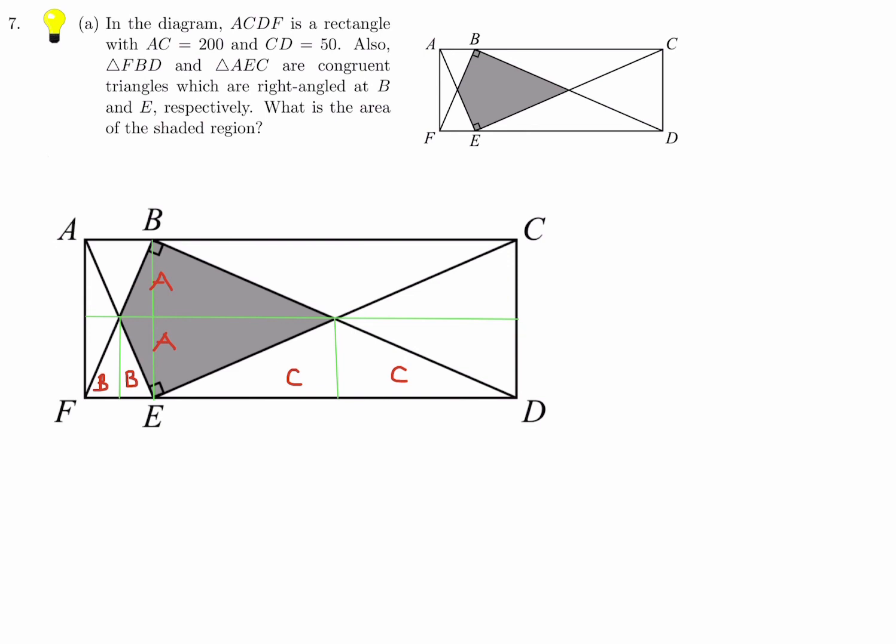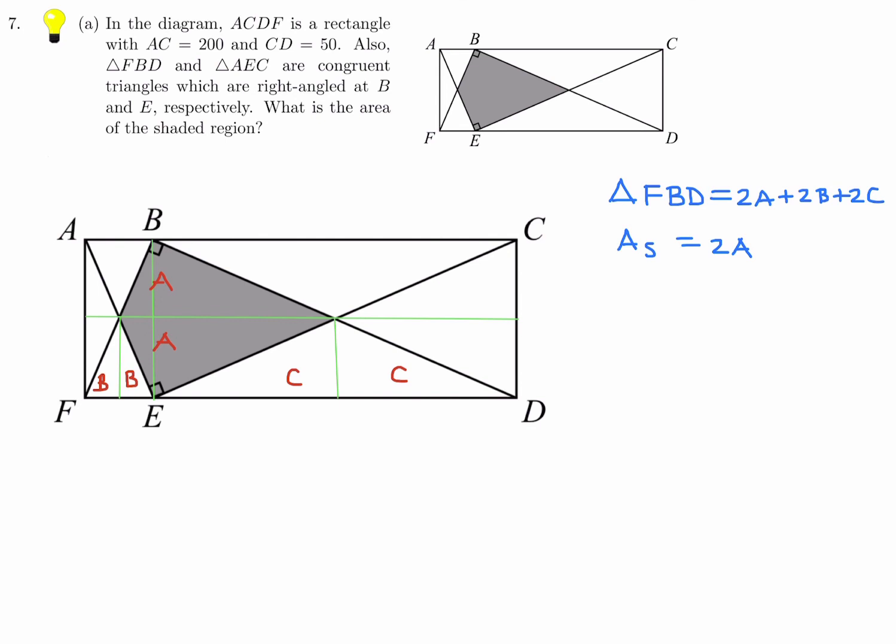Okay? So, first, let's talk about what is the big one. FBD, triangle FBD, in terms of my labeling. Well, it looks like it's 2A plus 2B plus 2C, right? Okay, now let's talk about the area of the shaded region. I'll just call it AS for area of the shaded region. Well, that is 2A based on my labeling, correct?